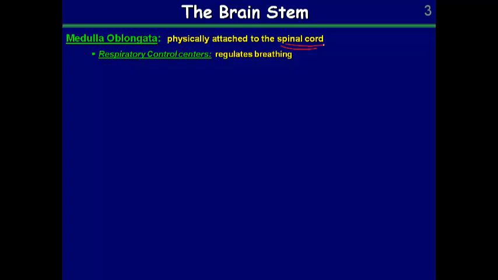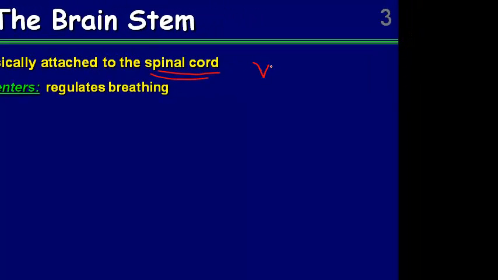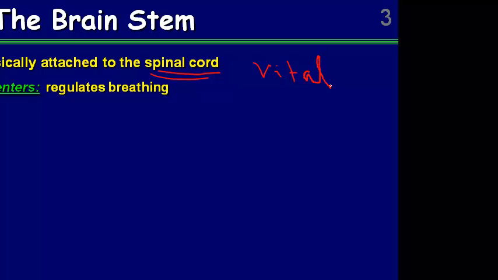Well, it does a number of things. The primary functions of our medulla oblongata is to keep us breathing and keep our cardiovascular system functioning. So we have what's called vital control centers. So if you're vital, you are required for life, meaning you can't live without these vital control centers of your medulla oblongata.